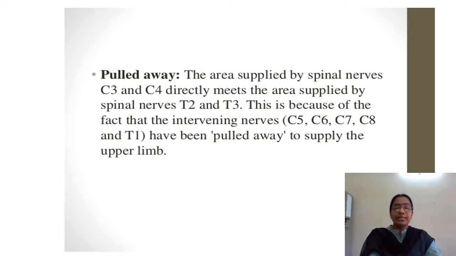So, if you see it, C3 and C4 are supplying up to the second intercostal space. Below, it is supplied from T2 to T6. What is happening for C5, C6, C7, C8 and T1?